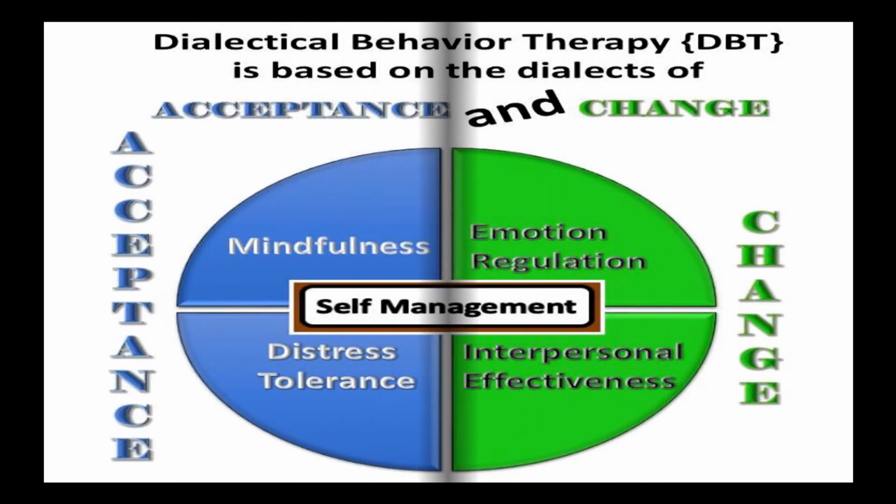Dialectical behavior therapy, or DBT, is broken into 4 modules and is based on the dialectics of acceptance and change, 2 modules dealing with acceptance and 2 modules dealing with change, and the 4 combined teaching self-management.